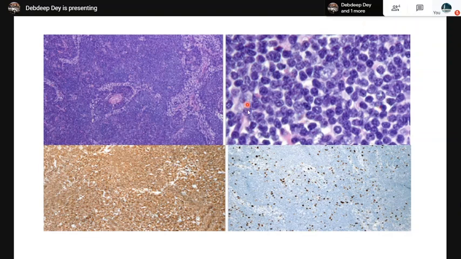Here, these are the small lymphocytes, which are strongly positive for CD20 with a very low Ki67. So even if you give it as a low-grade B-cell NHL, that's fine, but it's better if you can subtype it.